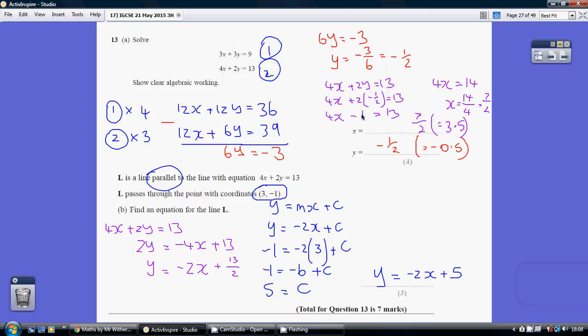2 lots of minus a half is minus 1. So 4x minus 1 is 13. Adding 1 to both sides, I get 4x being 14. Dividing through by 4, I get x being 7 over 2, or 3.5.